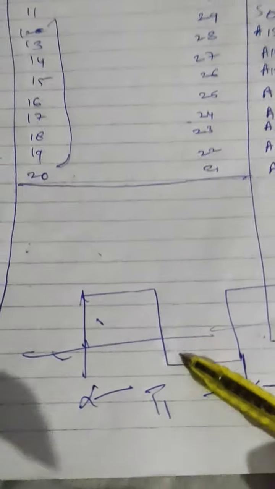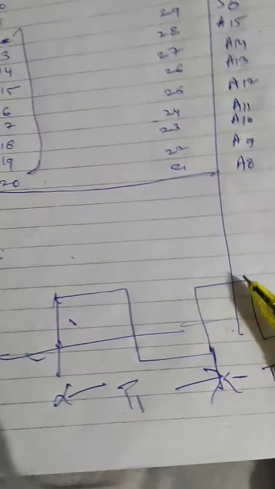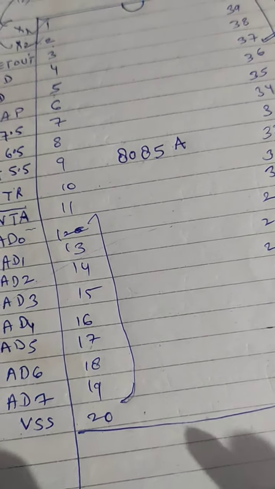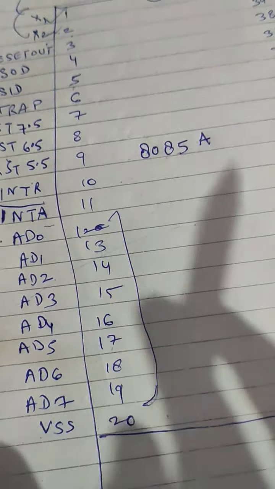So the first part is the T1 cycle and the remaining part is T2 and T3. So these lines are used as a bidirectional data bus.